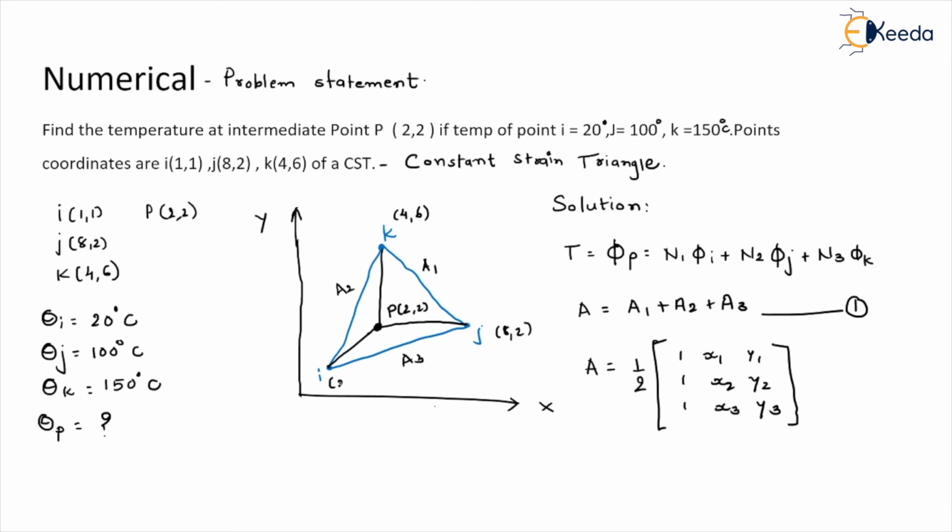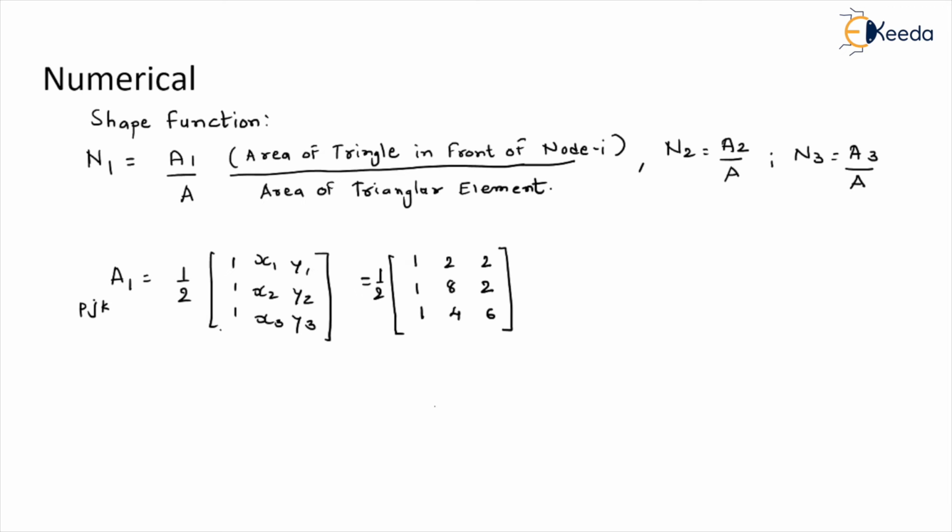For I it is 1, 1. So putting all these values in this matrix, we can have the matrix like this. If we solve this matrix, we will get the answer 12 units.